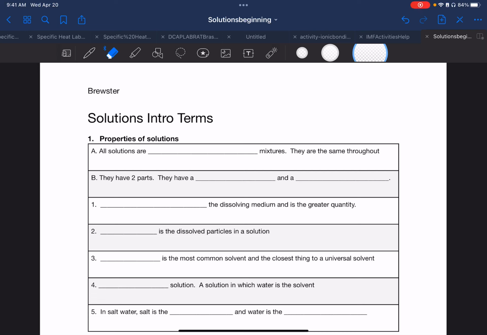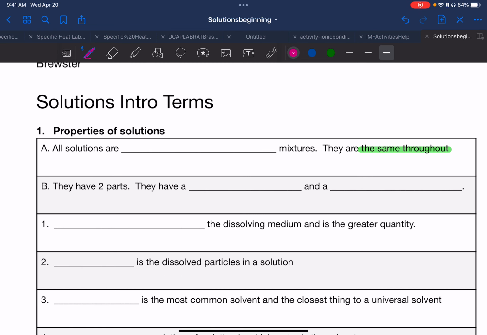Okay, so you need to get introduced into the idea of solutions. And so this is going to get you started off. These are just some definitions that we need to recognize. So all solutions are homogeneous mixtures. They are the same throughout. The key is the same throughout. And the word we're going to use is homogeneous.